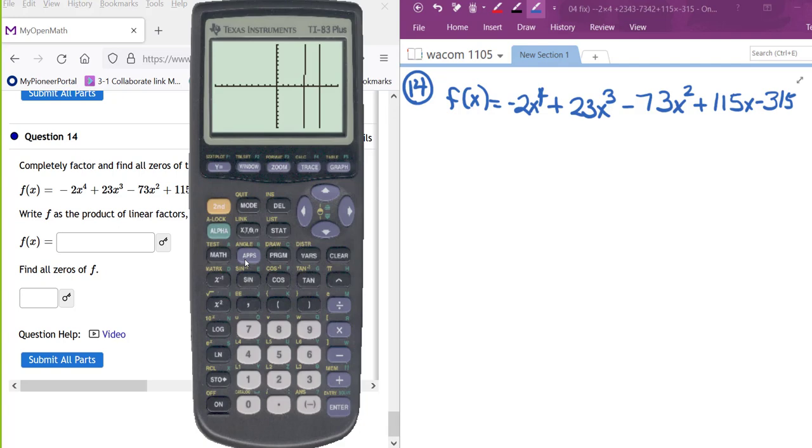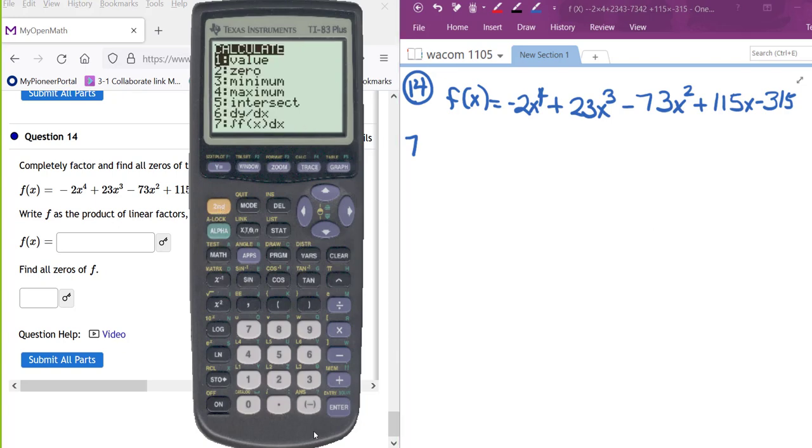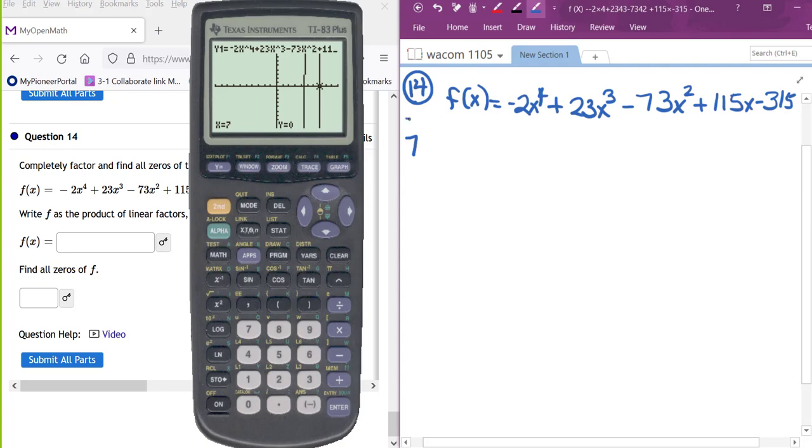Okay, so when we look at these, we'll try to find our zeros. 1, 2, 3, 4. This one's in between. So this is 4, 5, 6, 7. So we want to check a 7. So we'll try second calc, value, and try the 7. And 7 works by the calculator.